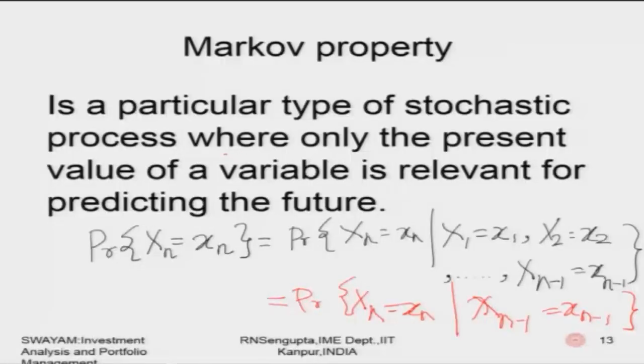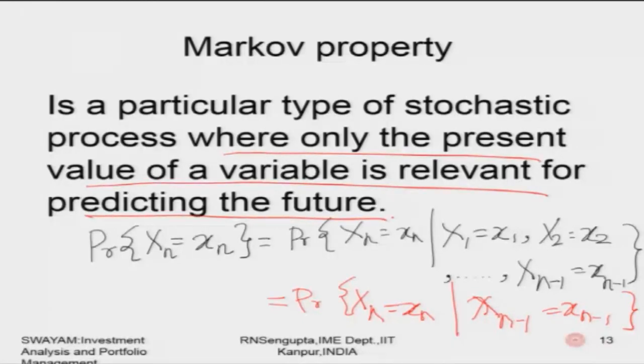Which means only the present value of a variable is relevant for predicting the future. If you think very intuitively, in the theoretical sense, past values of the stock market are of no use. The present value as of today, when I open the stock market or when I want to find out the prices of today, would only be the expected value based on the prices of just one day before, even though that is not true in the practical sense, but that is basically the assumption which has been written here.